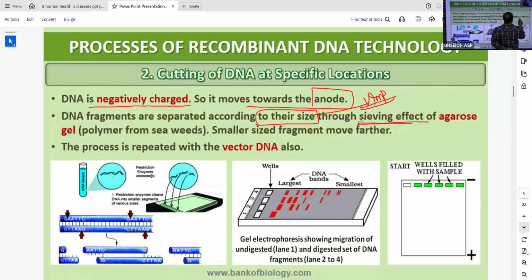Agarose gel, what effect was given to it? Sieving effect. The agarose gel is the medium, and the movement of the DNA fragments is through the agarose gel. So agarose acts as a sieve through which they pass. That is the sieving effect, okay? Fine. That is a polymer of seaweeds. Now smaller size fragments move farther.